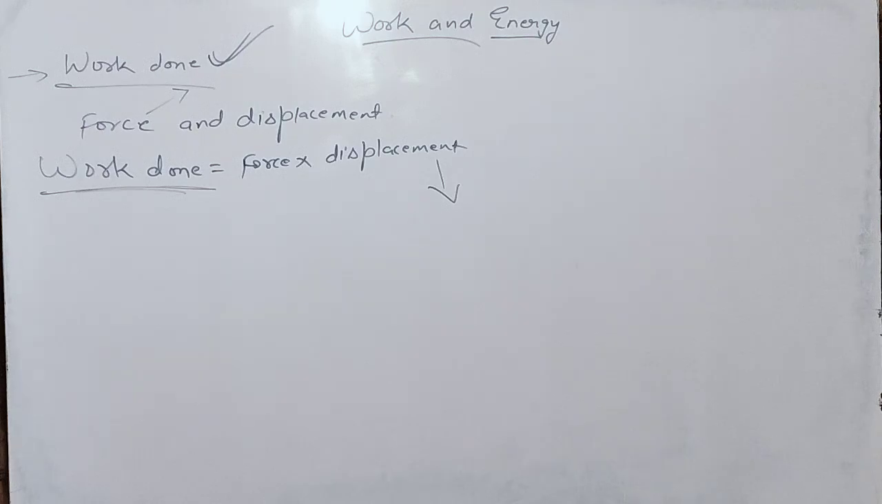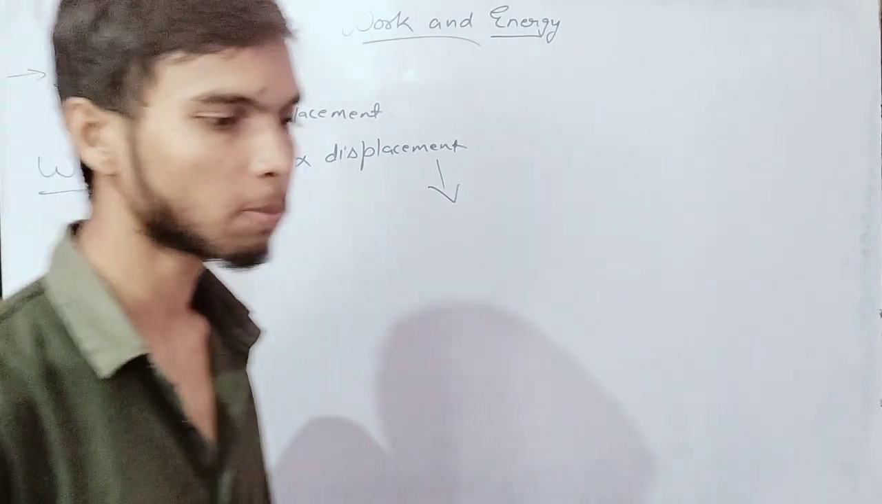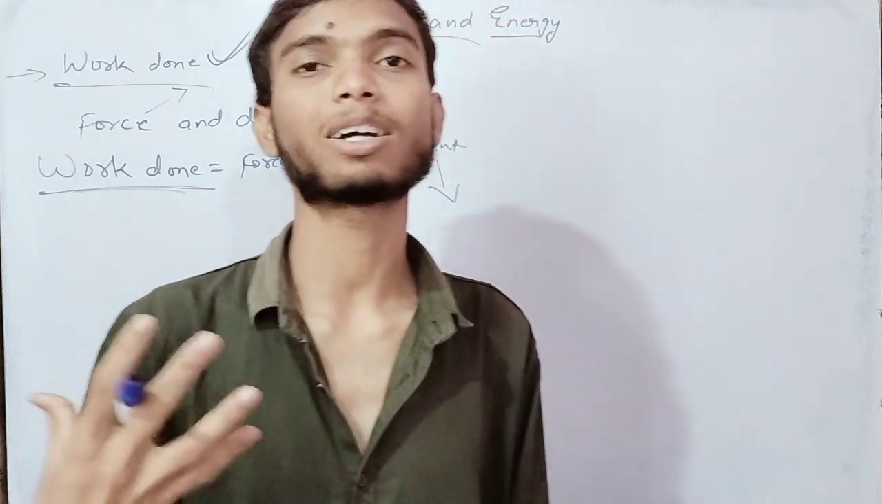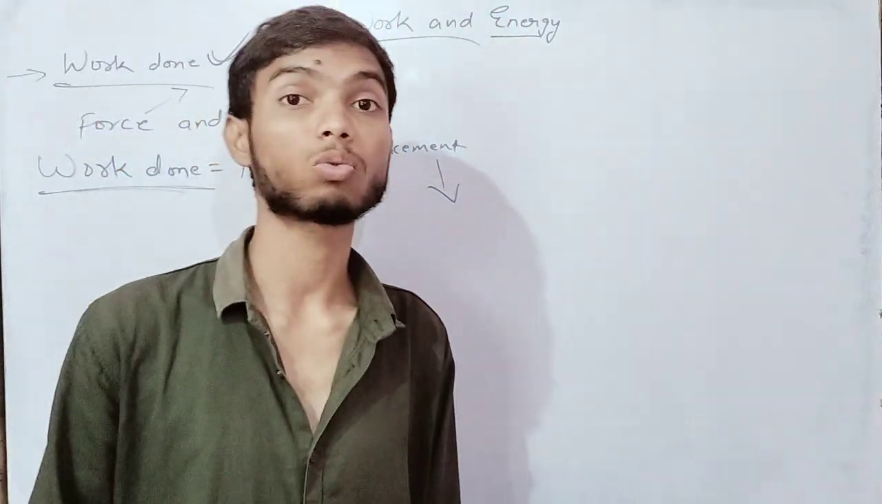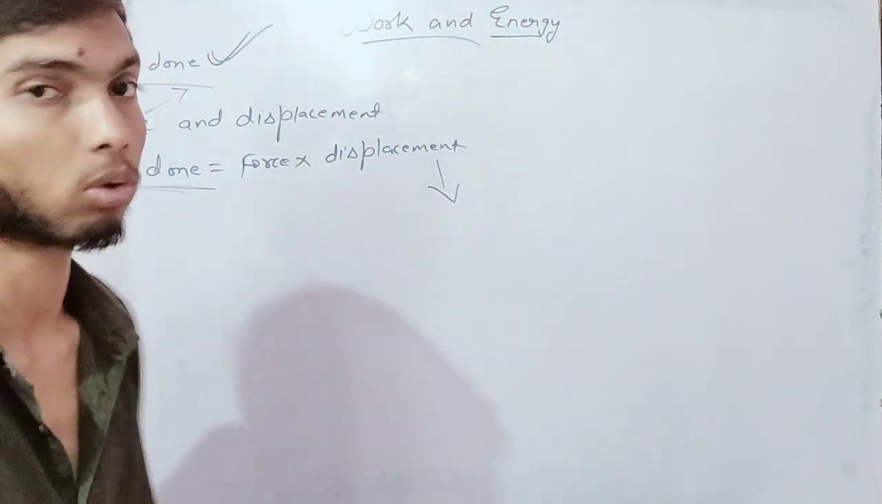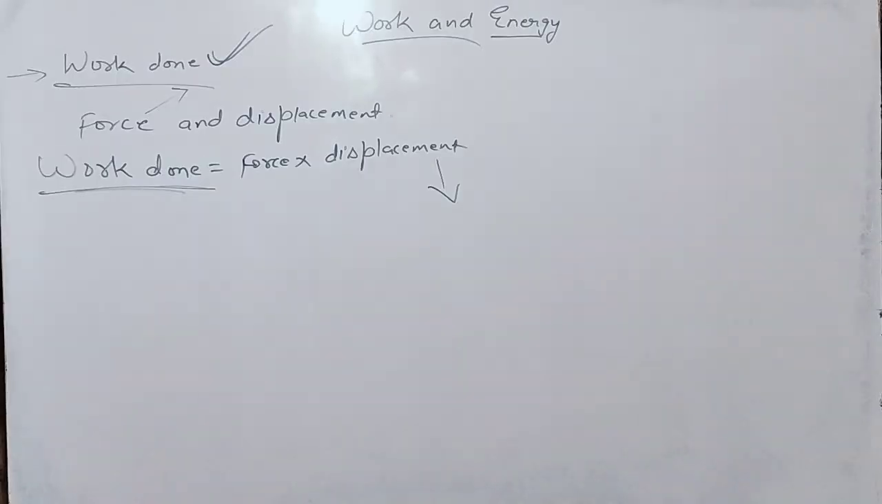The formula is simple: work done is force multiplied by displacement. Here we are finding the complete total. What was the force? What was the displacement? The total will be the work done. And as you know, the meaning of force is just to push or pull something.